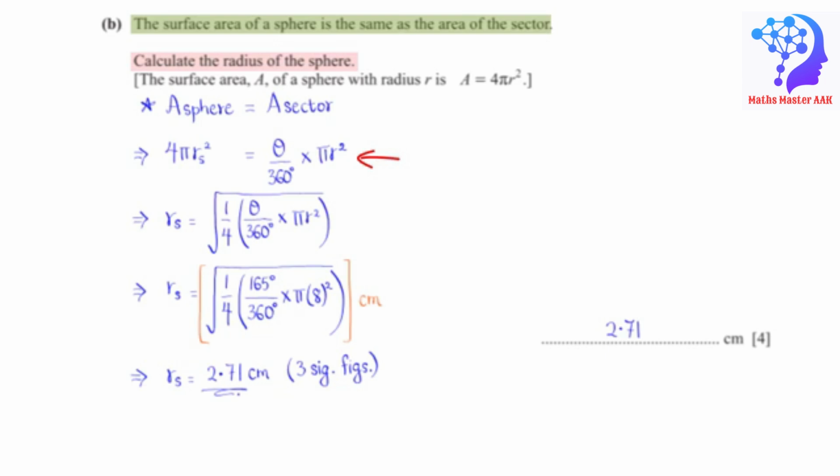Since we are interested in finding the radius of the sphere, which we have represented as rs, we have to make it the subject of the equation. This gives us the square root of 1 over 4 times theta over 360 degrees times pi r squared. We already know the value of theta, which is 165 degrees, and we know the radius of the sector is 8. And so when we type this into the calculator, we get 2.71 centimeters, correct to 3 significant figures.